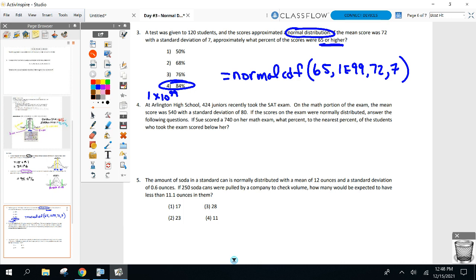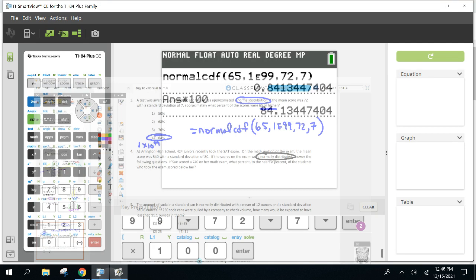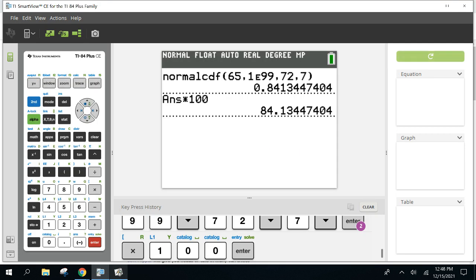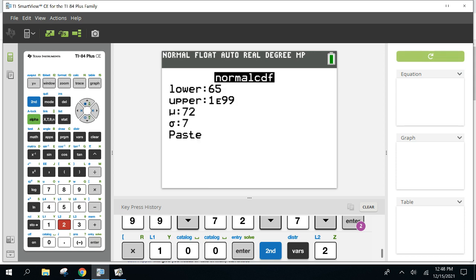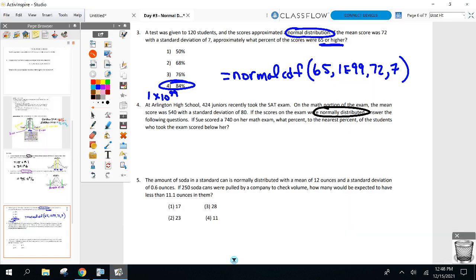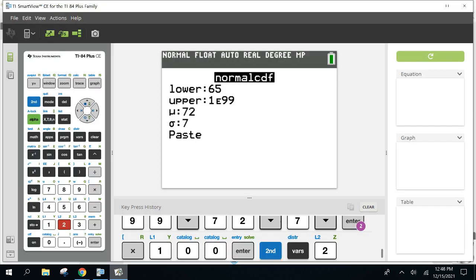Normal CDF. This is how they do it. All right, so let's go. They were normally distributed. Good. So I go to my calculator now. Little change up from the last one. Second VARs. Normal CDF. Ready? Go back to the problem. I want 740 or below her. So what's going to be my upper this time?